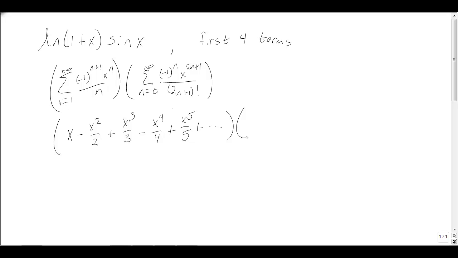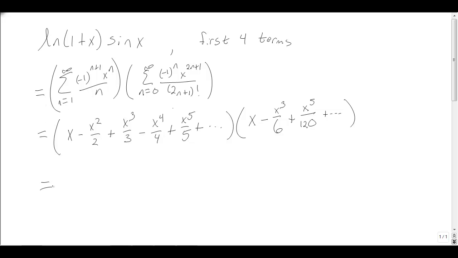And then for sine x, when n is 0, I get x to the 1st over 1 factorial. When n is 1, I get a negative x to the 3rd over 3 factorial, which is 6. When n is 2, I get x to the 5th over 5 factorial, which is 120, and then there are some more terms. I already got up to x to the 5th, which matches what I have on the left, so I've got a nice spread there. I might have to add an x to the 7th term later on. We'll see.